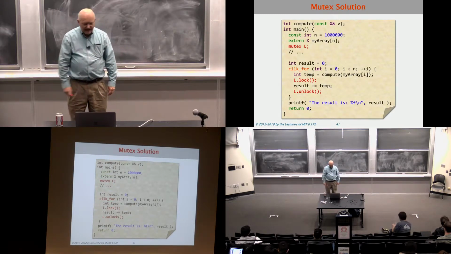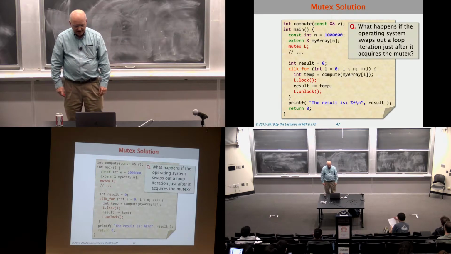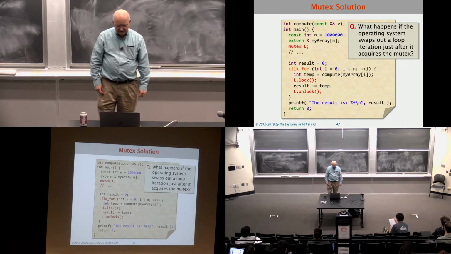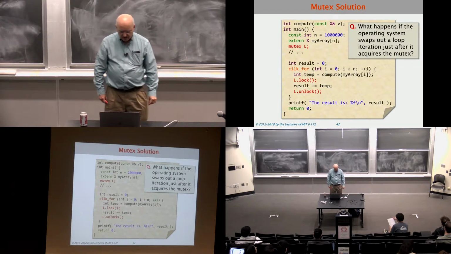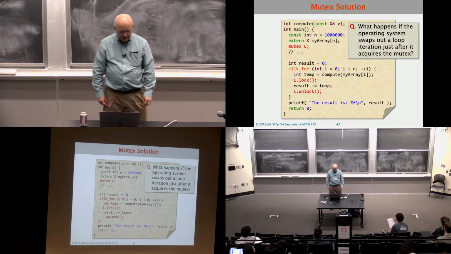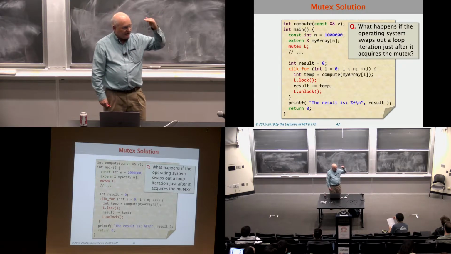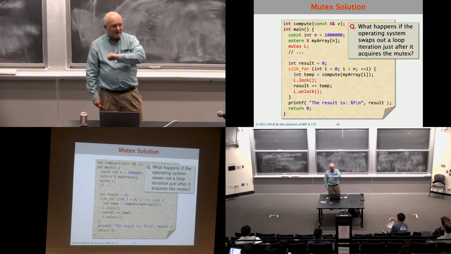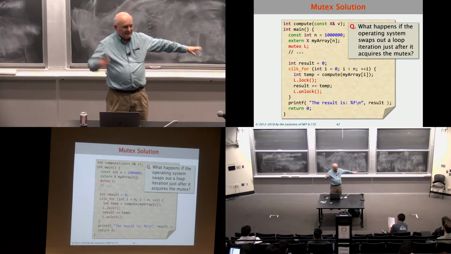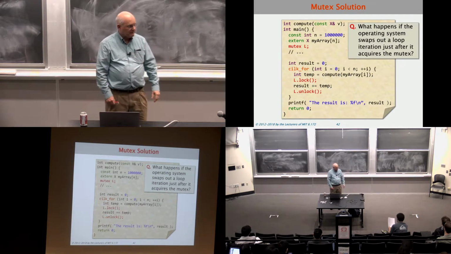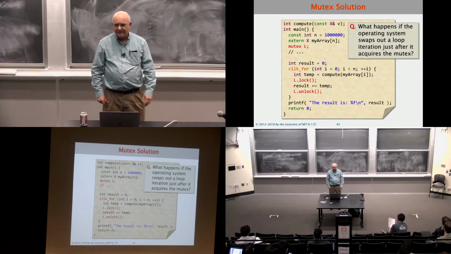So that's the typical locking solution, but look at what might happen. What if the operating system decides to swap out a loop iteration just after it acquires the mutex? So you go down, it says lock, you get the lock, and now the operating system says, oh, your time quantum is up. Somebody else comes in and starts to compute. What's going to happen now?